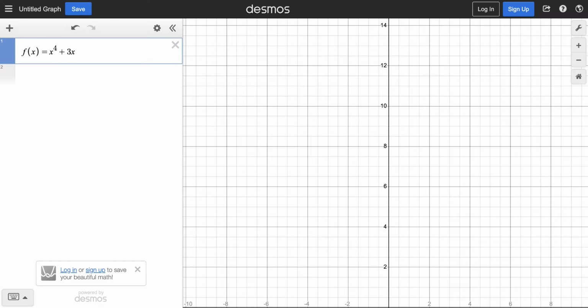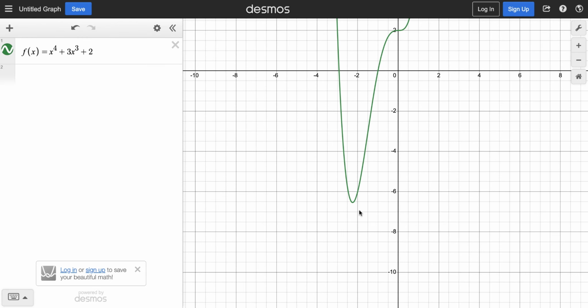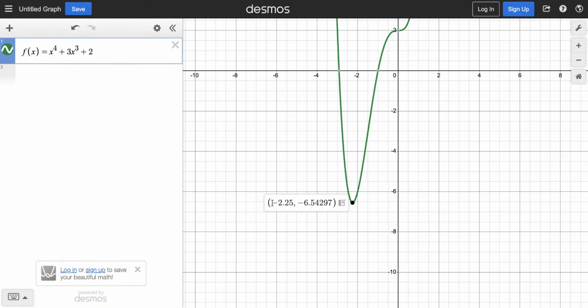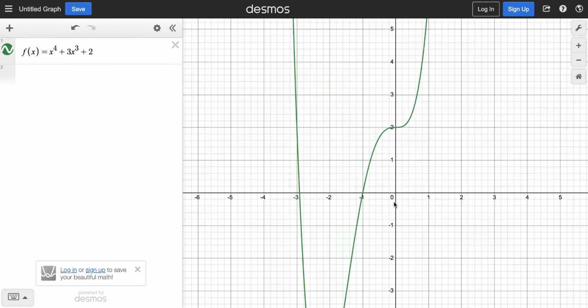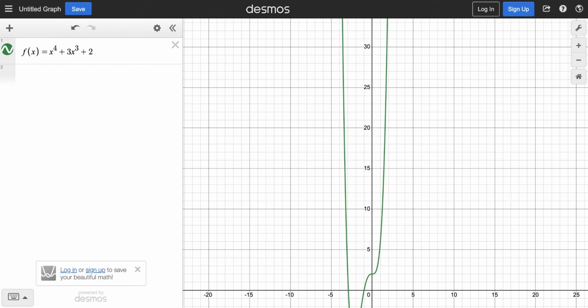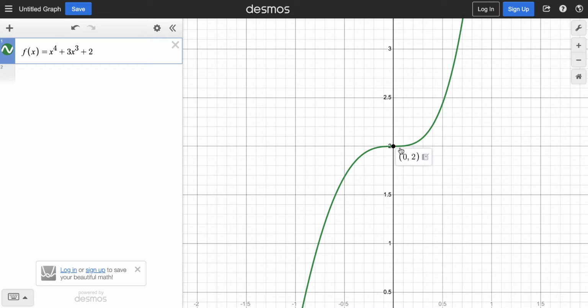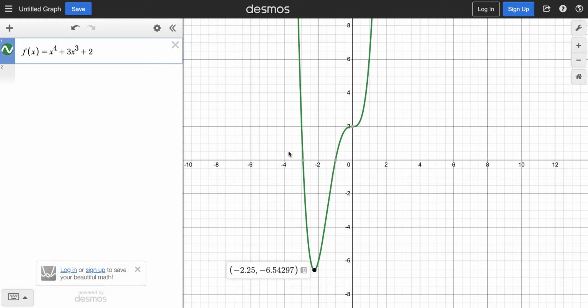All right, so there's x to the fourth plus 3x to the third power plus 2. Our absolute minimum point is at x equal to negative 9 over 4, which is the same thing as negative 2.25. And notice how from there, the function just keeps on increasing and increasing. So there's actually not really a relative maximum point because the function goes on forever, and these points around it are greater than it. So there's no relative maximum point, just one absolute minimum point.